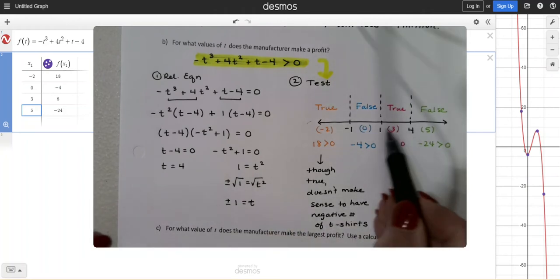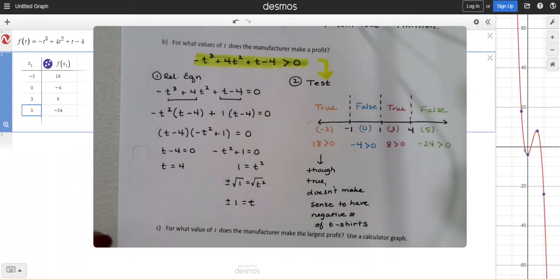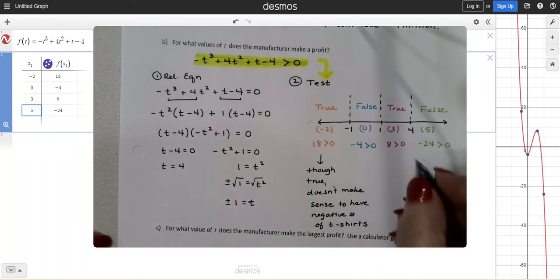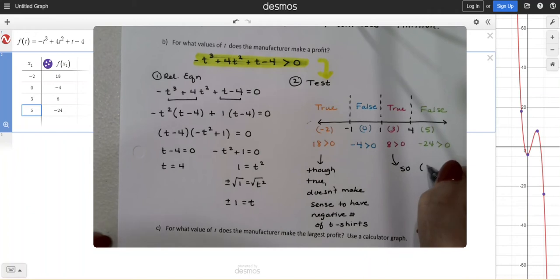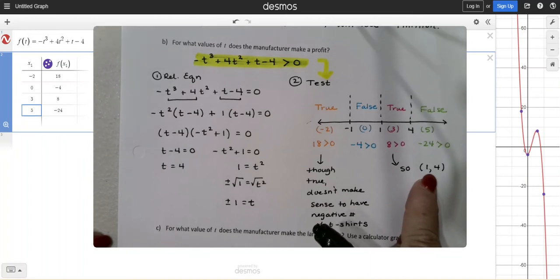That means only this section is actually going to work. So my solution goes between 1 and 4, meaning I want to make between 1 million and 4 million t-shirts.